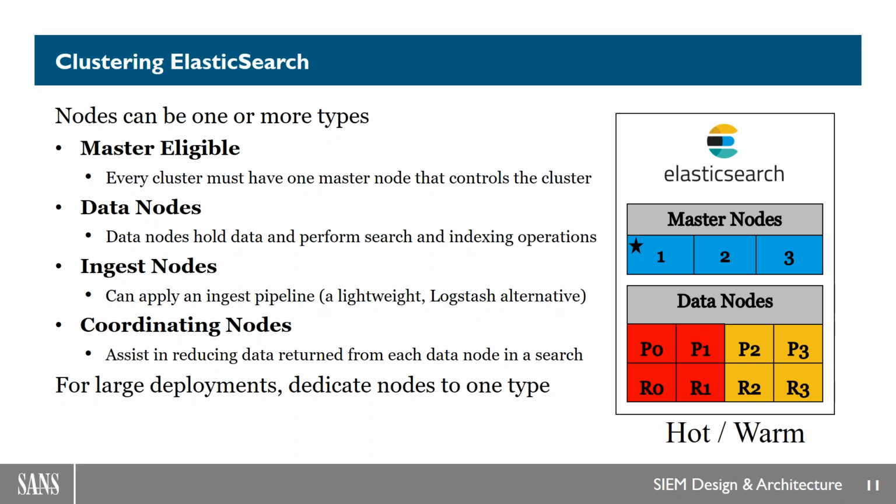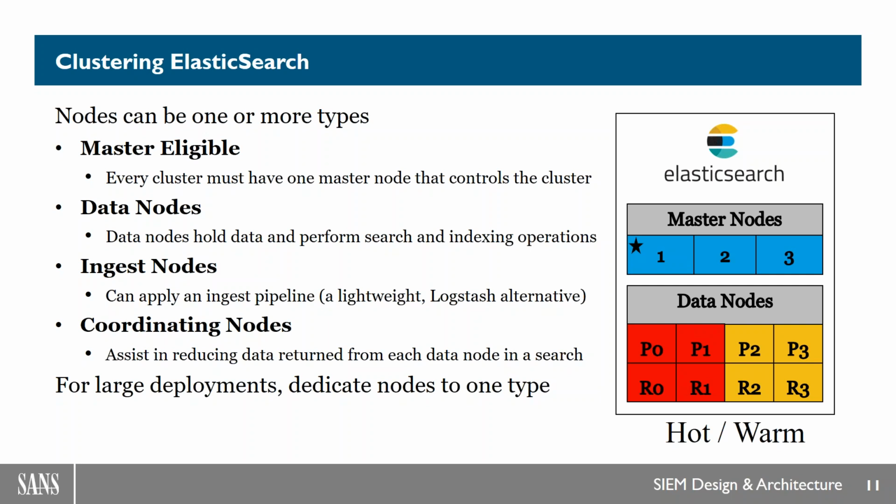Data nodes is where the data is actually held. It's held in what's called indexes, and indexes very typically will be 1 per day for each type of log. For example, all of today's firewall logs might be in 1 index. That index will be broken up into multiple pieces called shards, and the shards will be distributed across all of the nodes in an efficient way to try to optimize the speed for your search.